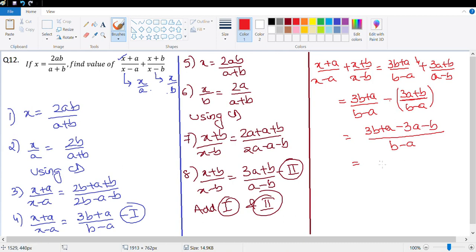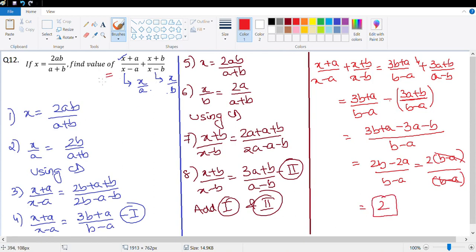So 3b minus b, that's 2b, a minus 3a, that's negative 2a, upon b minus a. I have 2 common between these two elements in the numerator. So 2 times b minus a upon b minus a. B minus a and b minus a get cancelled. So the value of what they want is equal to 2. So this value is 2. That's exactly what they wanted.